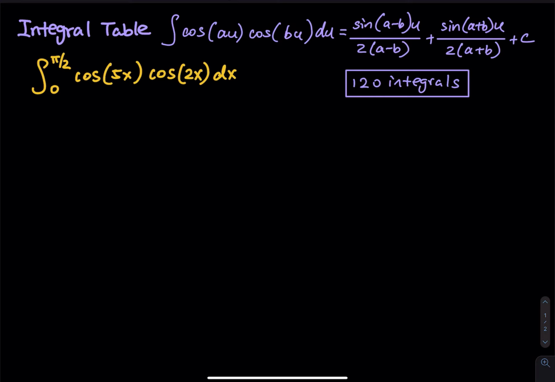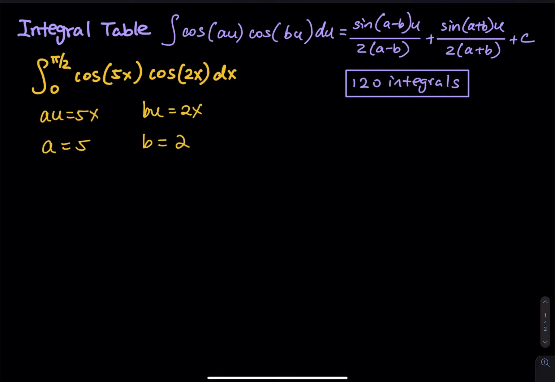I want you to integrate using the formula. That's the purpose. You have a formula right next to you, and you have an integral. Can you use the formula to integrate? In this problem, if you match the numbers, cosine au and bu, then au is equal to 5x and bu is equal to 2x. That tells me a is equal to 5 and b is equal to 2.